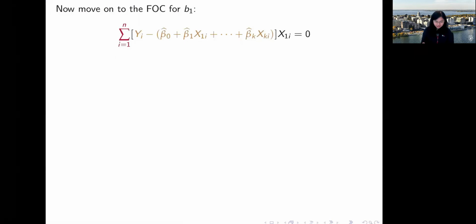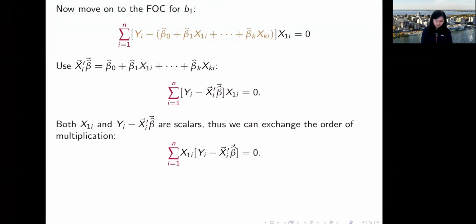Now, clearly we can do that for all the other first order conditions as well. So this is the first order condition with respect to B1. And we can replace this by yi minus xi vector transpose beta hat vector, times x1i. Okay, you can do that. So that becomes this.